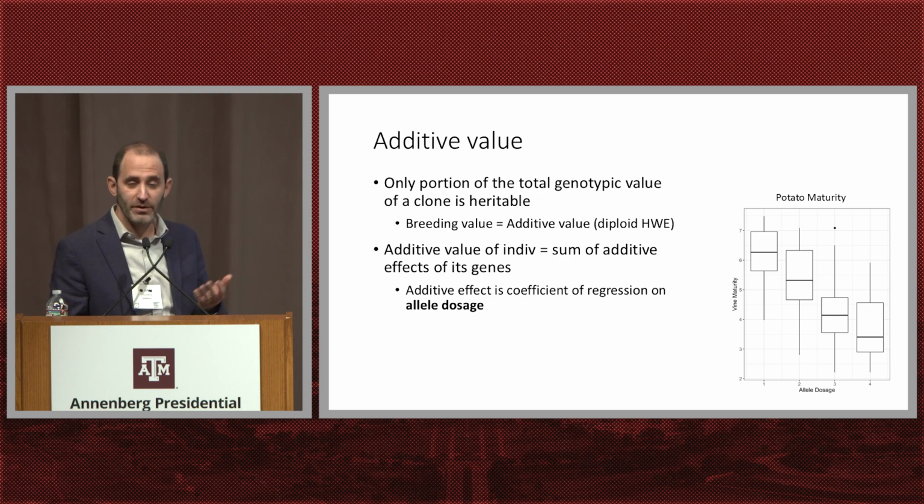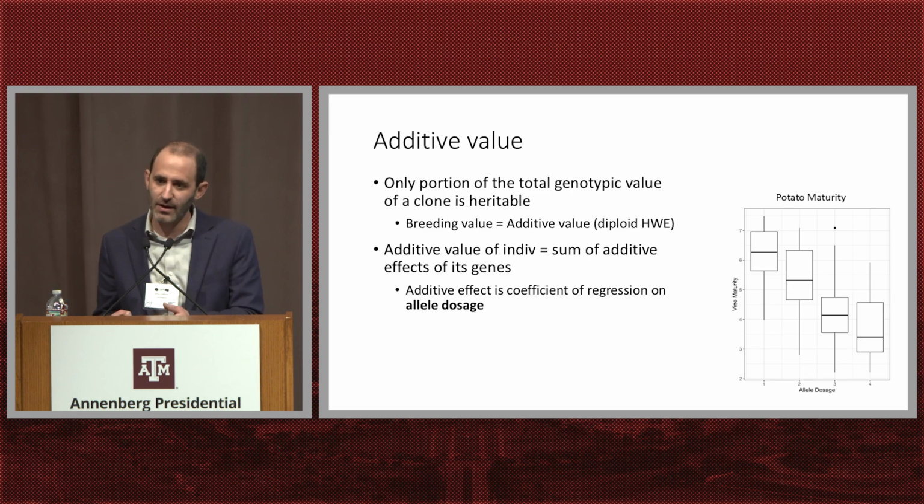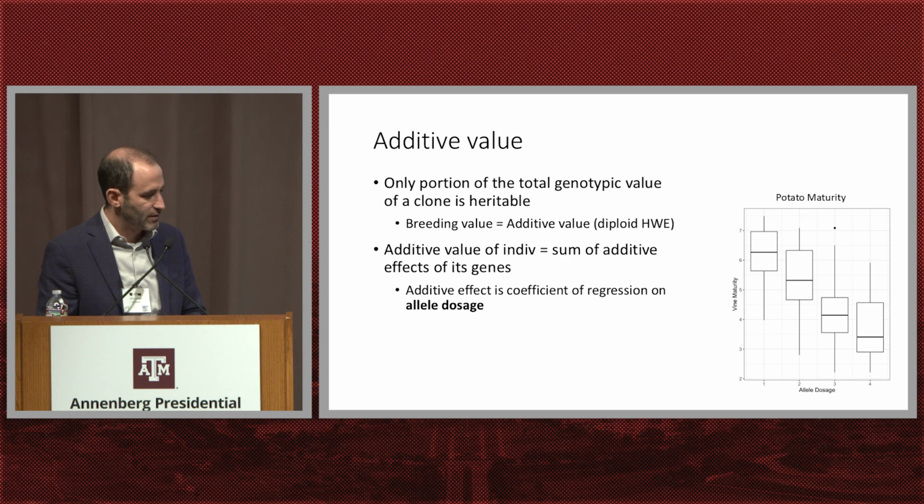In a diploid population at Hardy-Weinberg equilibrium, you could say that the breeding value, 2 times the mean progeny value of an individual, equals its additive value. That's why we focus on the additive value portion when we make our genomic predictions. The additive value of an individual is the sum of its additive effects of the genes. That's the connection: when I say a value, I'm talking about an individual. When I talk about effects, I'm talking about the genes themselves.